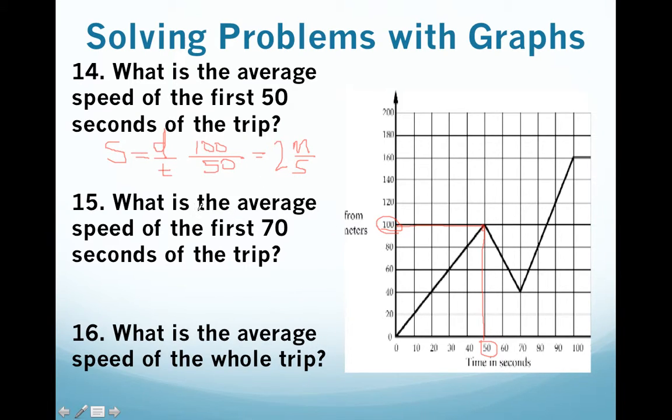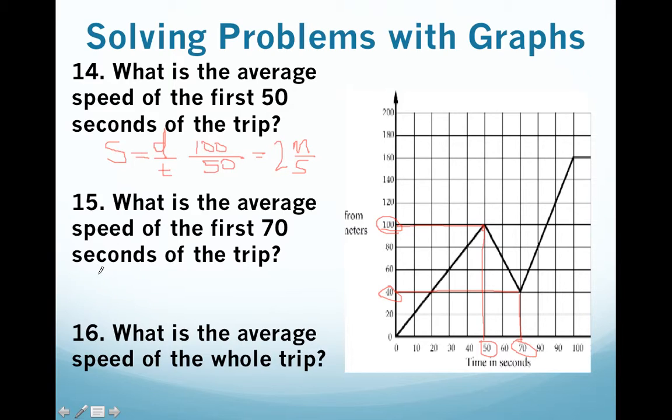Okay? Now on this next one, they want to know what is the average speed of the first 70 seconds. So right here, 70 seconds. And when you see average, it is total distance divided by total time. So your total time at that point is 70 seconds. And then just follow it over. And so we traveled a total of about 40 meters.